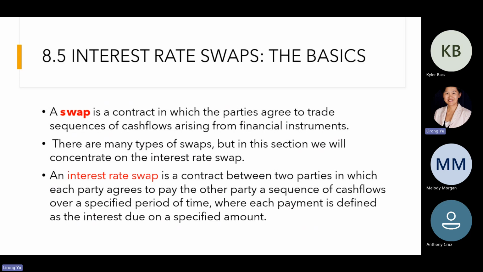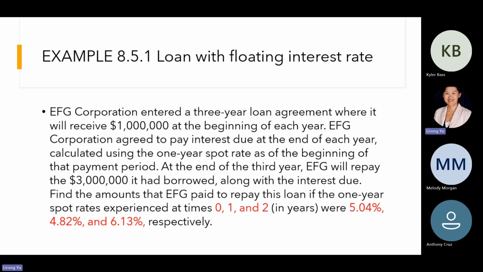So the term, like 5 year, 4 year, that's a specified time, where each party is defined as the interest due on a specified amount. It's called an interest swap because payment is paid on the interest rate specified in the contract. So for example, let's look at an example.